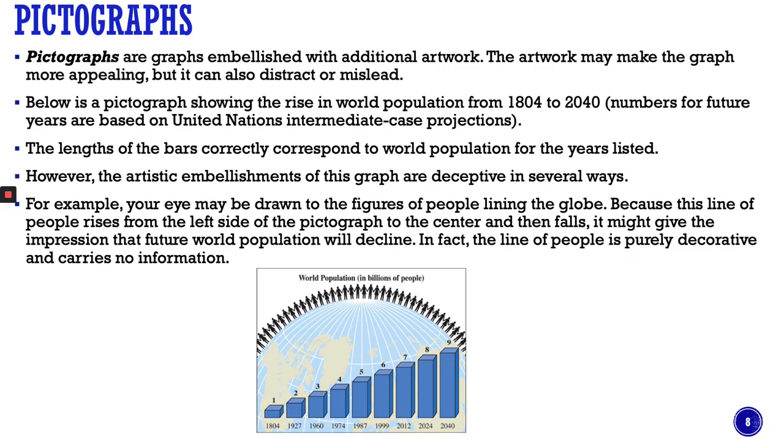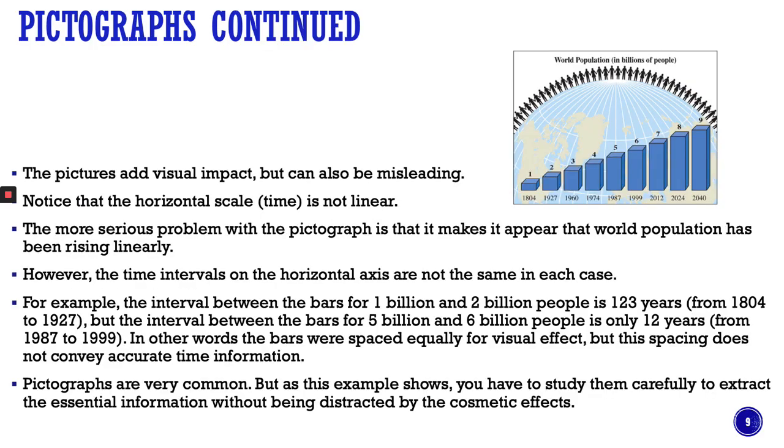However, the artistic embellishments of this graph are deceptive in several ways. For example, your eye may be drawn to the figures of people lining the globe. Because the line of people rises from the left of the pictograph to the center and then falls, it might give the impression that the future world population will decline. In fact, the line of people is purely decorative and carries no information. The pictures add visual impact, but can also be misleading.